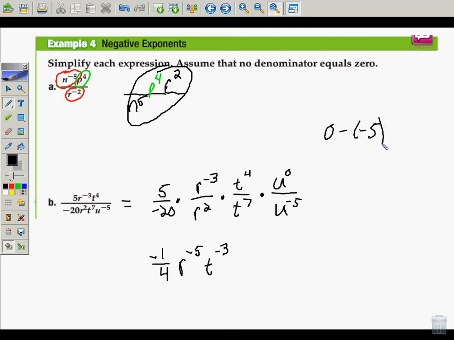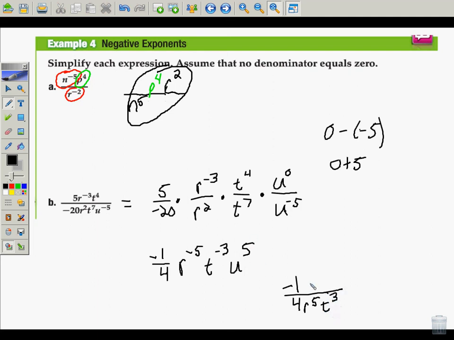Last thing I want to do is simplify this so I have no negative exponents. And I'm going to get negative 1. R to the 5th wasn't happy in the numerator, so I've got negative 1 over 4. R raised to the 5th's got to go in the denominator because it's not happy in the numerator. T to the 3rd has to go in the denominator because it's not happy in the numerator. U to the 5th was positive, so it was happy to be in the numerator. So I get negative 1 u to the 5th over 4 r to the 5th t cubed.